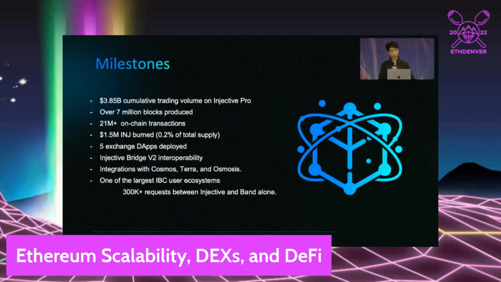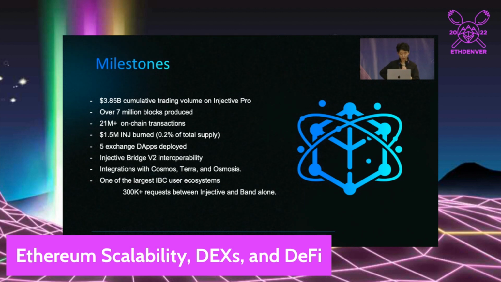So far, Injective Chain is still a very, very new ecosystem, but there are already quite a few interesting milestones being hit. I believe this data is a little bit outdated, so there's 4 billion in cumulative trading volume on top of Injective Pro, which is one of the exchanges. There's 7 million blocks produced since June of the Canary launch. 21 million plus on-chain transactions since November, which is the canonical, kind of like the secure chain that the community agreed on.